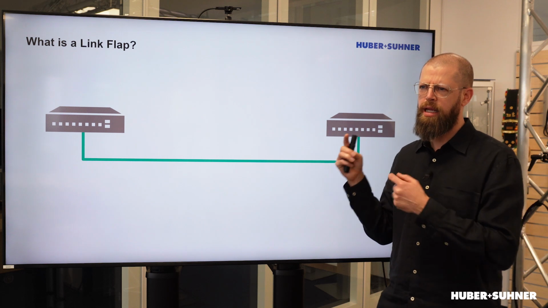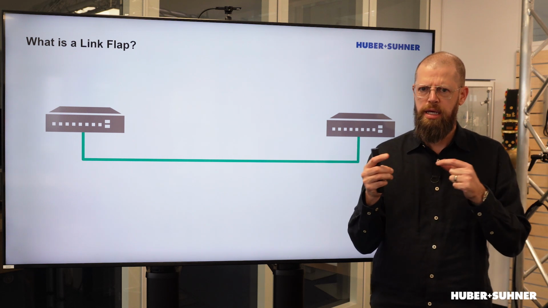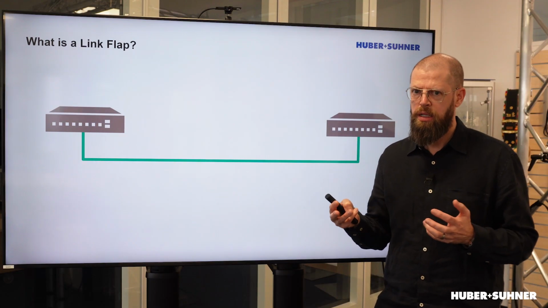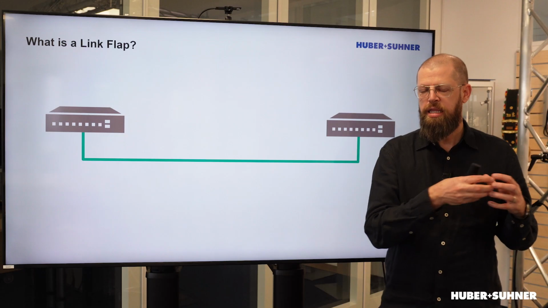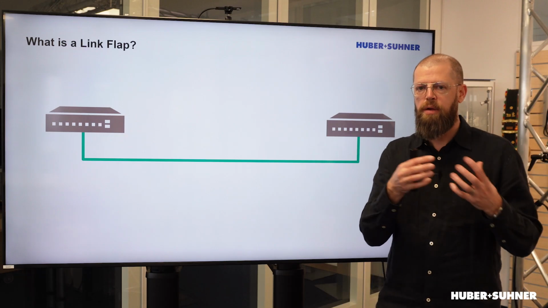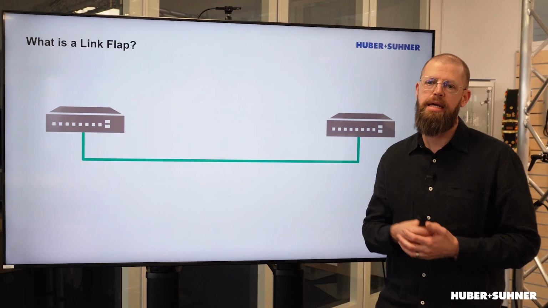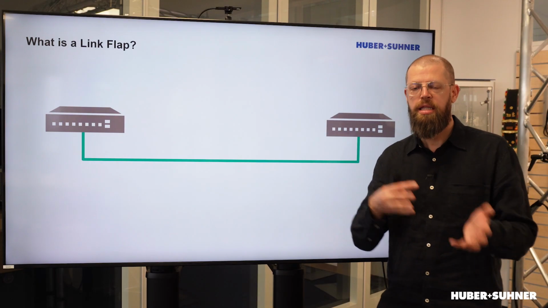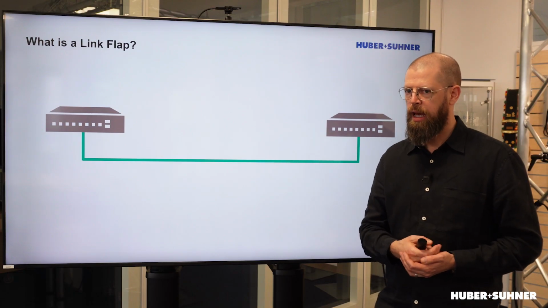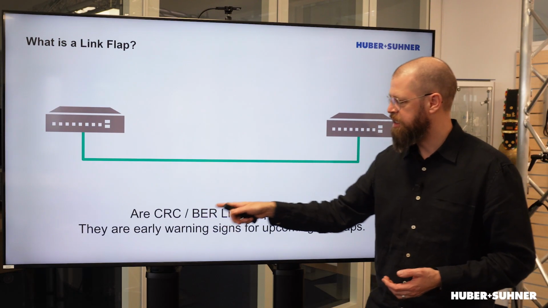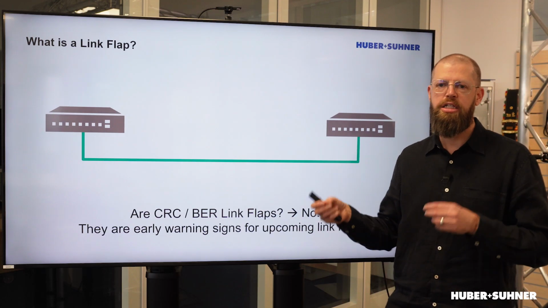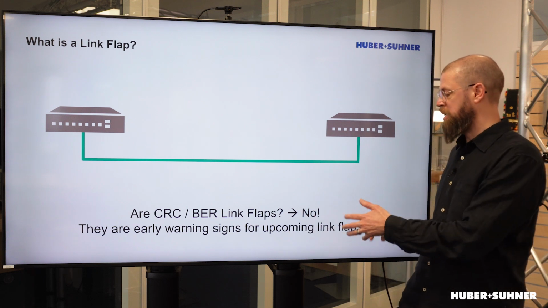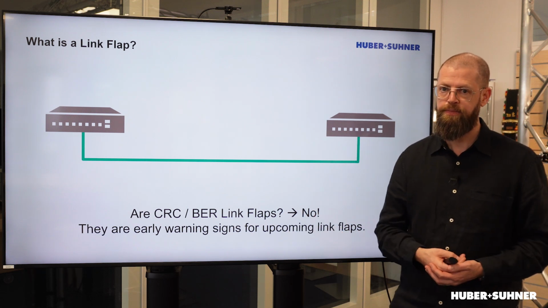So does that mean link flaps have got something to do with CRC errors and a high bit error rate? Well, no, because CRC errors indicate corrupted frames, whereas the bit error rate is a signal quality metric. And in both cases, although corrupted, the data actually arrives. However, the CRC and bit error rate are actually very good indicators and early warning signs for a potentially upcoming link flap.